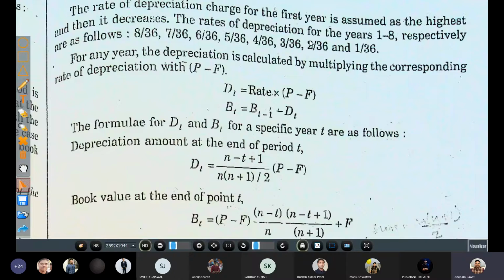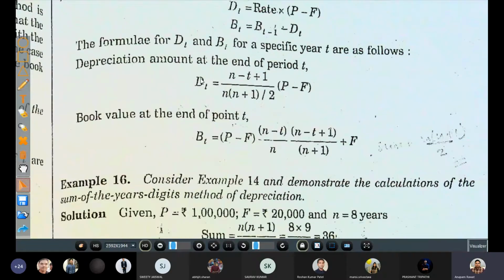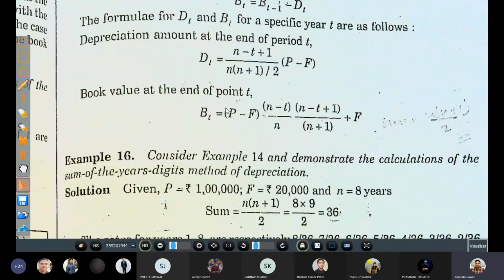In that case, the rate of depreciation will be calculated as 8 by 36, 7 by 36, 6 by 36. So that particular year number is divided by the sum of the years' digits. In that case, DT will be the rate into P minus F, meaning initial cost minus the salvage value. By this, the book value at the end of the period T, BT, is equal to P minus F, into N minus T upon N, and N minus T plus 1 upon N plus 1, divided by N plus 1, plus F.